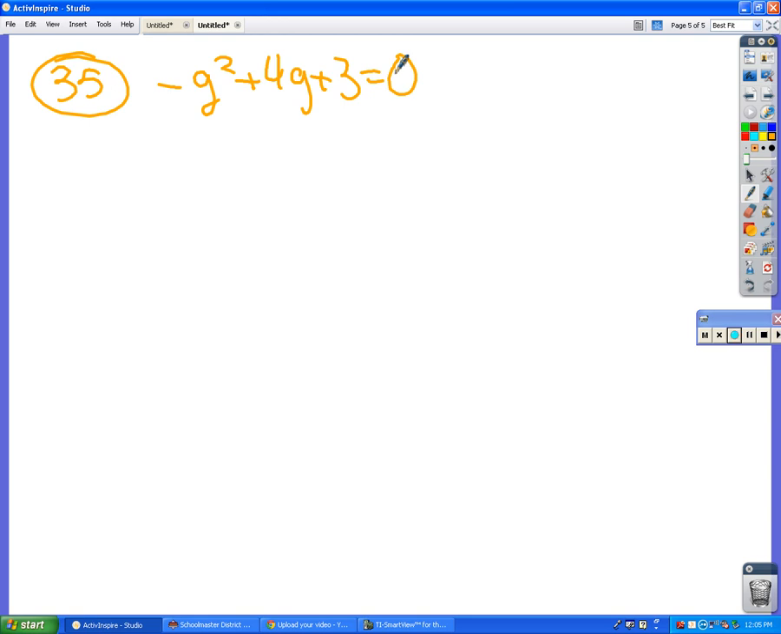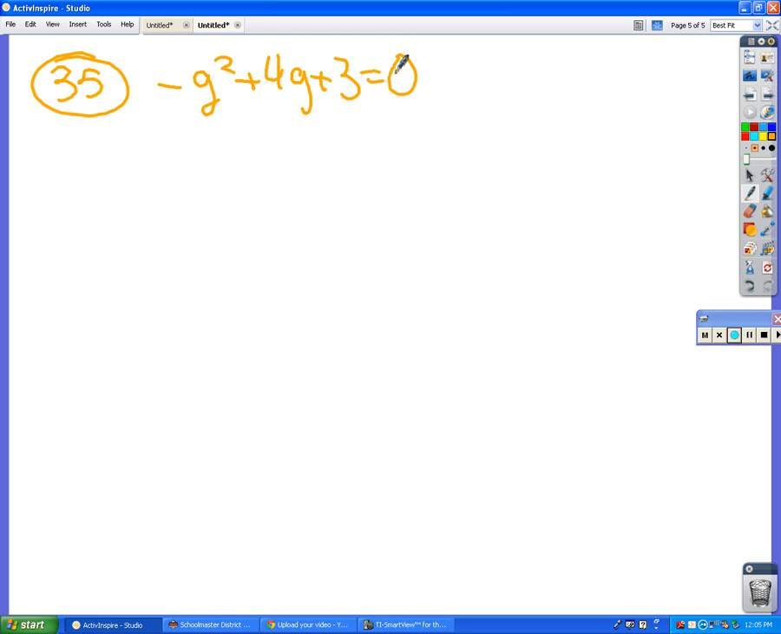Okay, so now let's take a look at number 35. What do you notice we've got going on with 35? It's a negative. So what do you want to do with that? Does anybody have a way that you can get rid of the negative in front of that g squared? Multiply it by what?